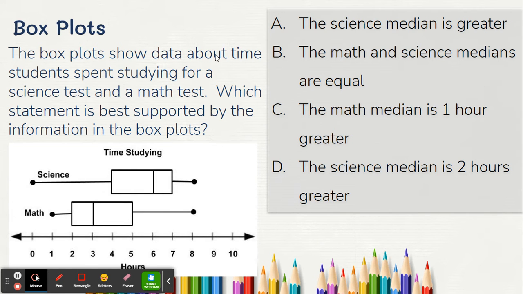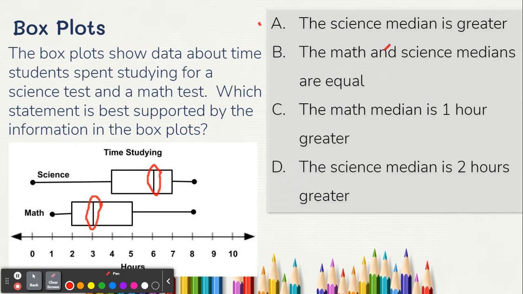The box plots show data about time students spent studying for a science test and a math test, science and math. Which statement is best supported by the information in the box plots? Okay, so let's look. The science median is greater. So if I look at the science median, that's my median. And then my math median, this is my median. We want to look, if this one is up here higher, it's at 6, and this one's at 3, then yeah, the science median is greater, okay?